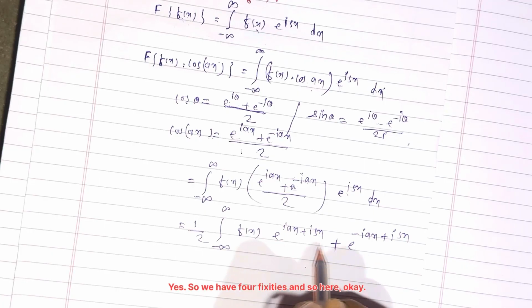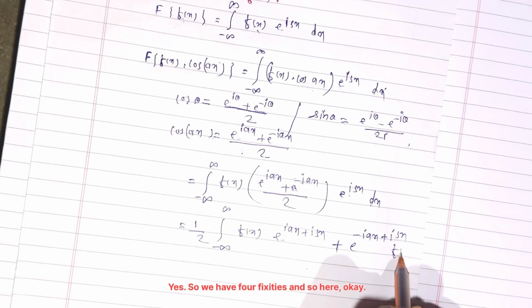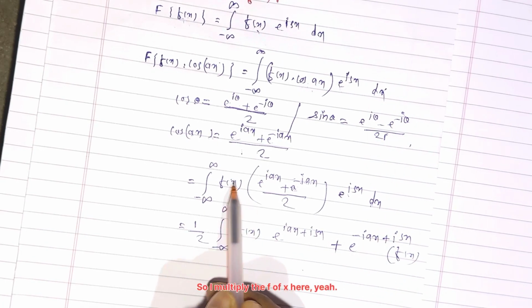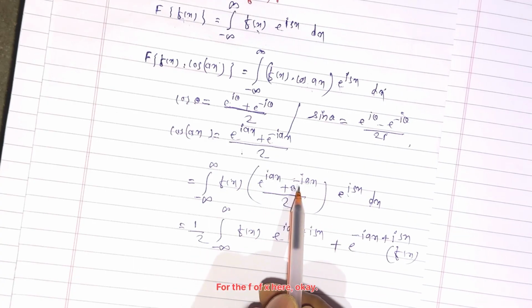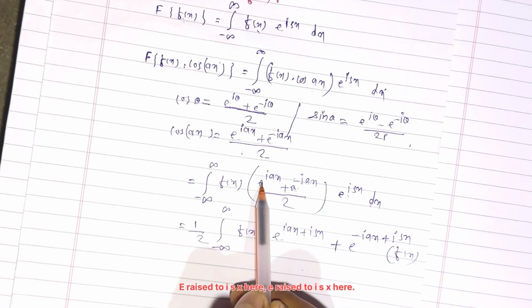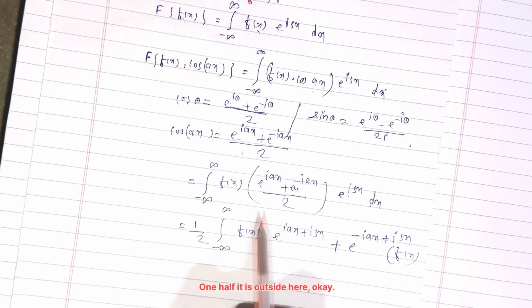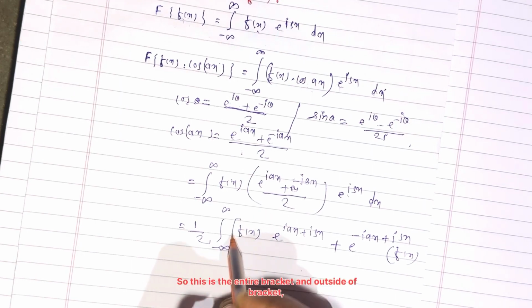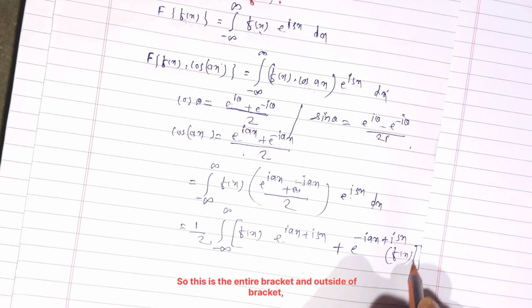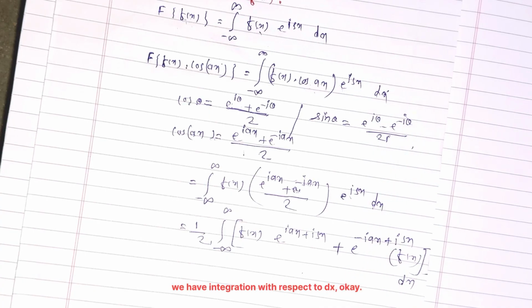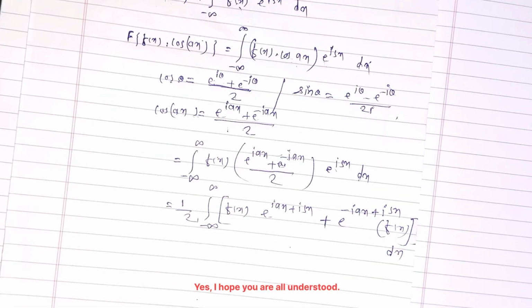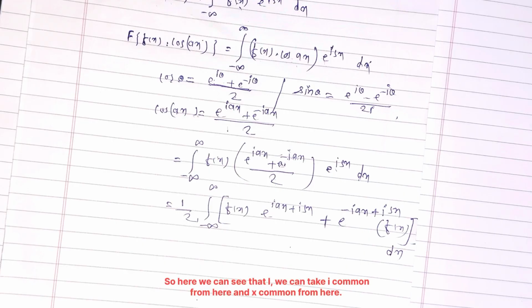So f(x) is also here. I multiplied f(x) here and f(x) here, with e raised to i s x here and e raised to i s x here, and 1/2 is outside. This is the entire bracket, and outside the bracket we have the integration with respect to dx. I hope you all have understood.